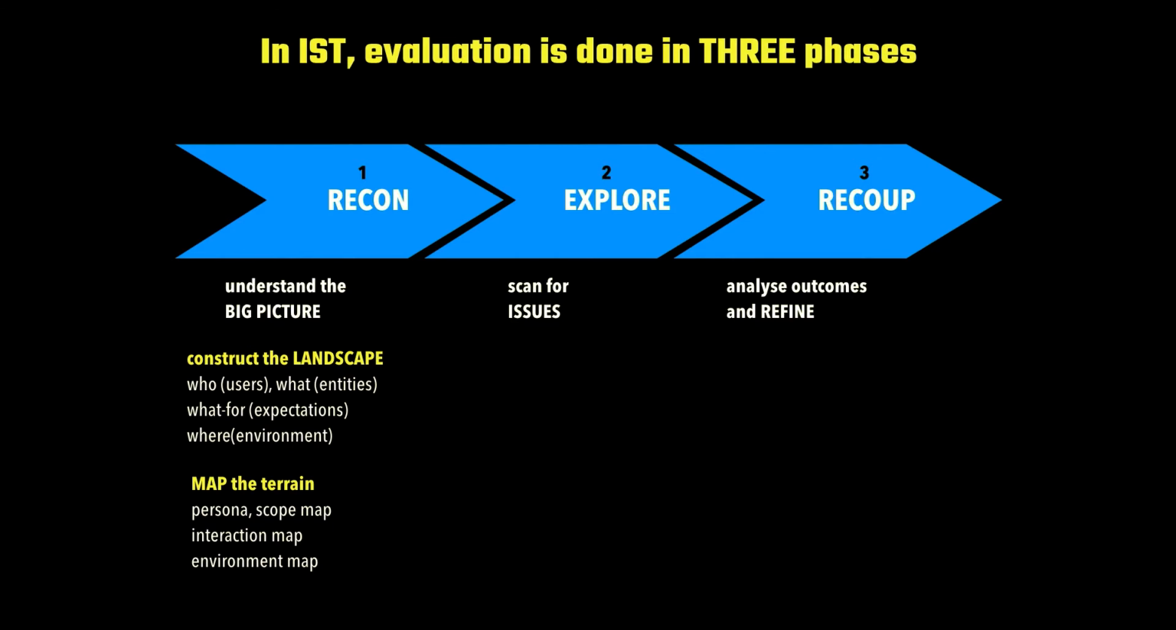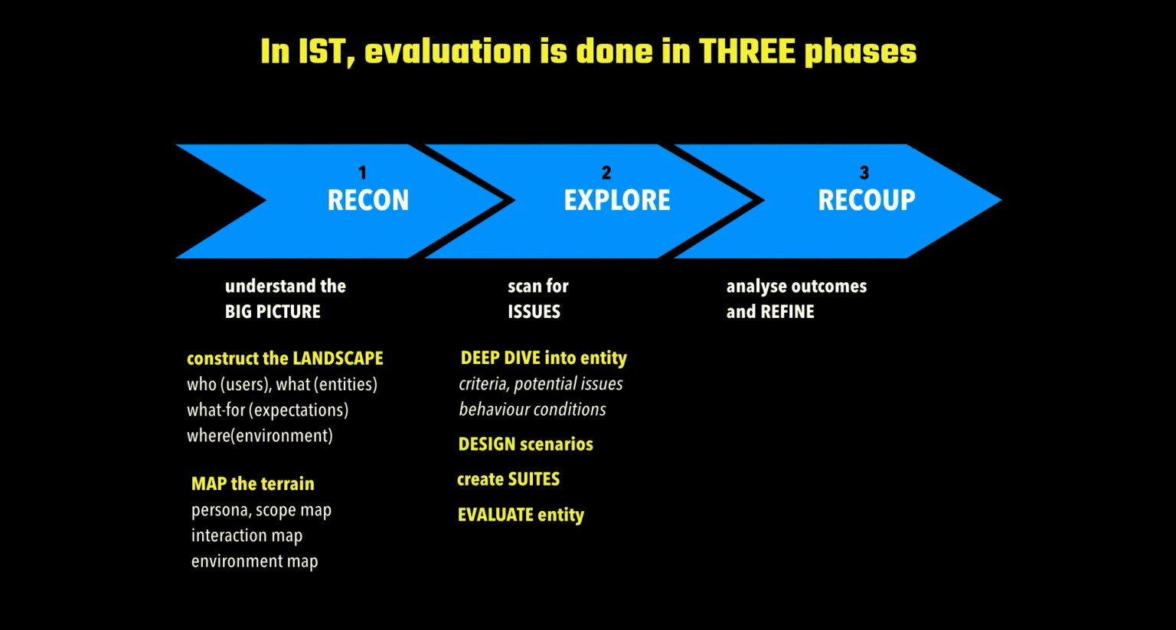Now, the act of constructing the landscape and mapping a terrain helps us to understand the big picture, which is really reconnaissance. Moving on to the exploration phase, where the objective is to scan for issues, the focus first is to deep dive into each entity, which could be a feature, a flow, a requirement, and so on. We try to understand the intended criteria, like the acceptance criteria, for example. Hypothesize what the potential issues are. Understand the various conditions that govern the behavior, and then go along to design scenarios, create suites, and then evaluate each of the entities.